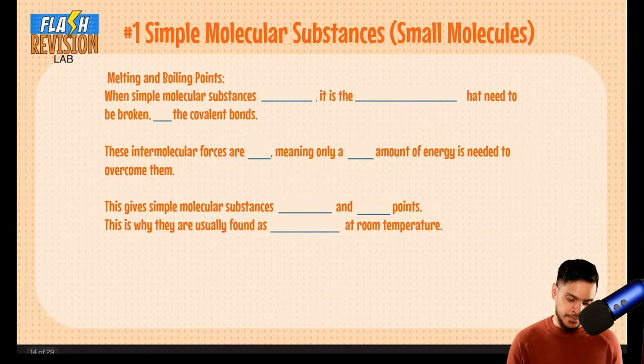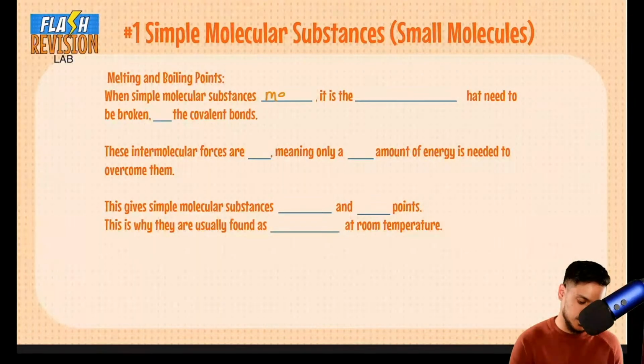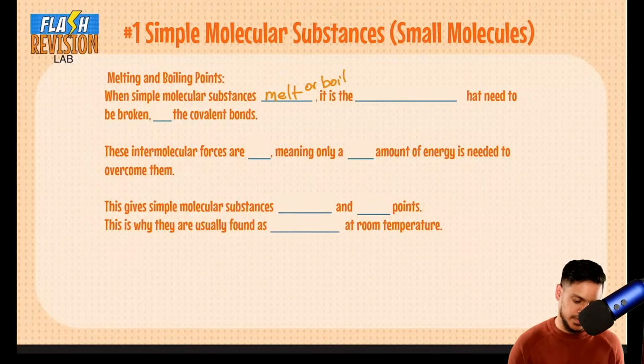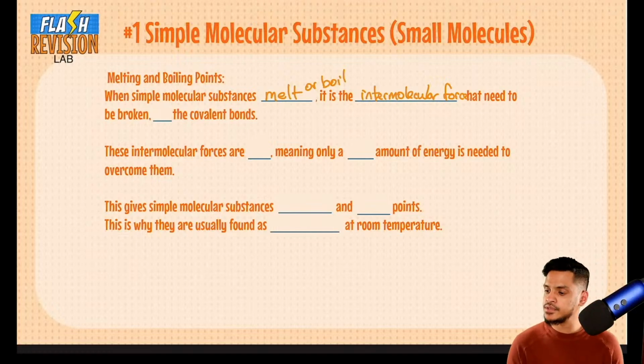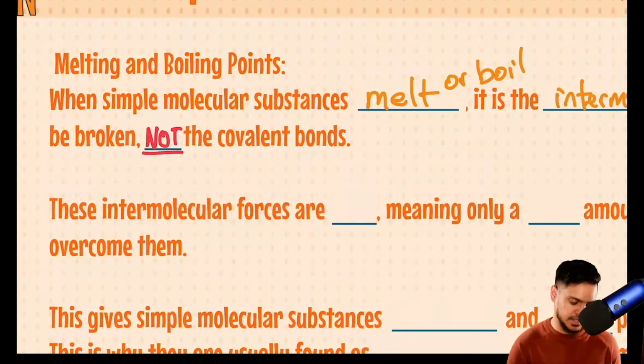So that's what this is all about. So when simple molecular substances melt or boil, it is the intermolecular forces that need to be broken, not the covalent bond. Don't get that wrong in an exam, okay?